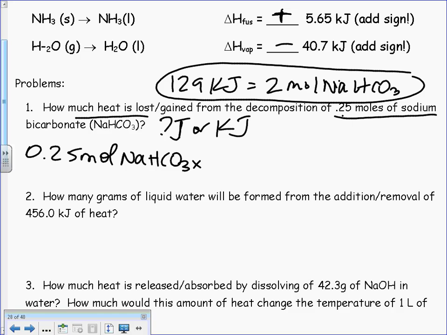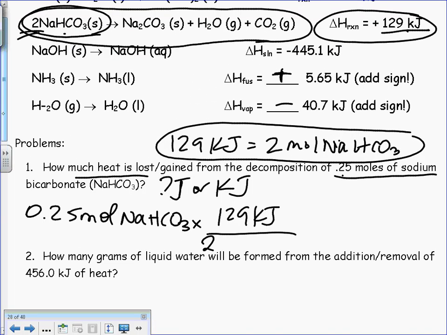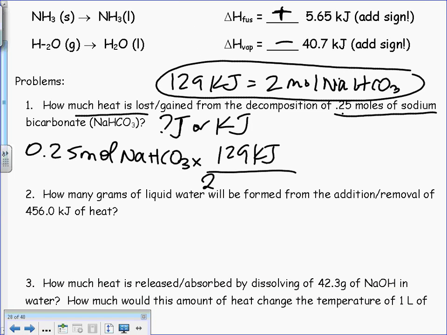Okay, so now this is our starting point. Write this down. I want to get to energy. What's my conversion factor here? 129 kilojoules is required for every 2. See this ratio, this BCE has a 2 in it right here, so you have to follow what the BCE says. So that's 2 moles of sodium bicarbonate. And this is exactly what Brock just did in his head. He did 0.25 divided by 2, which is dividing by 8 basically, or an eighth of this.